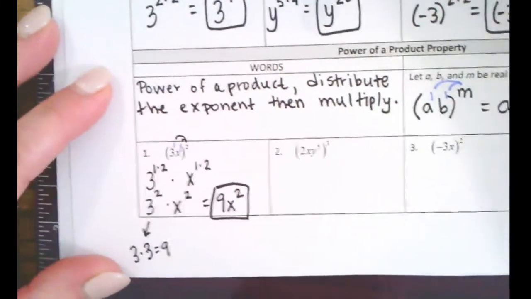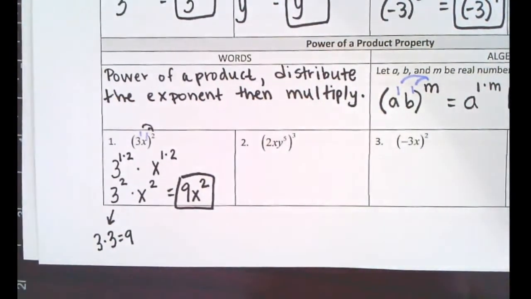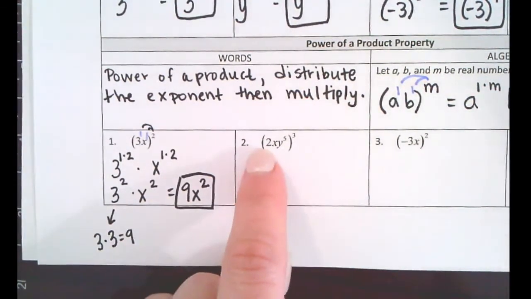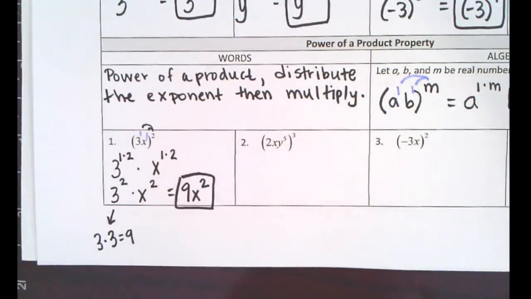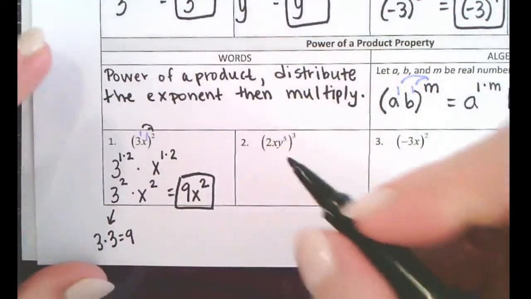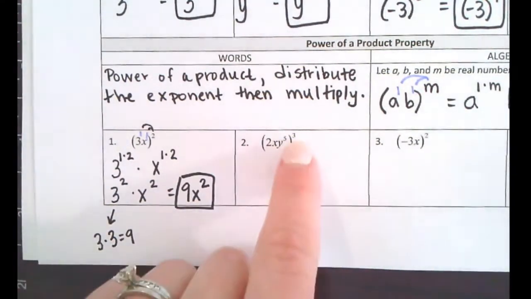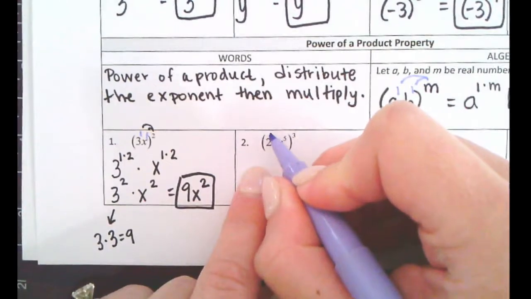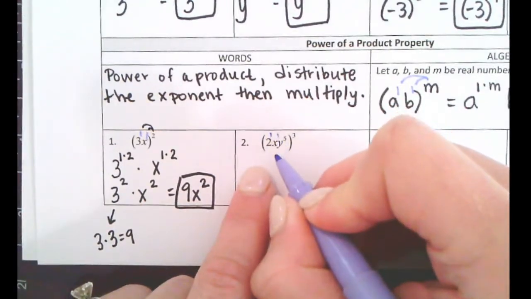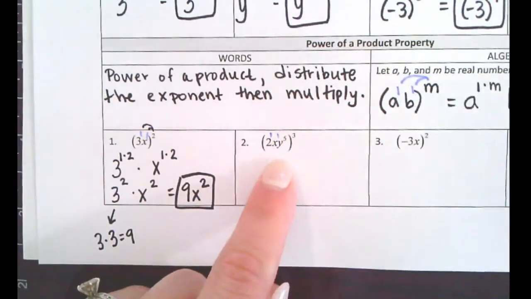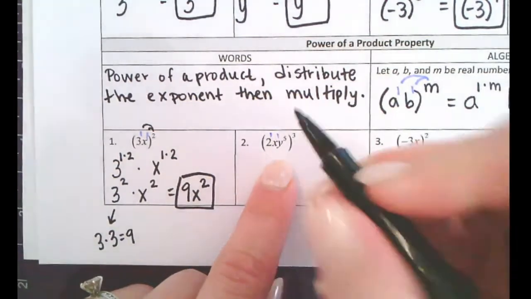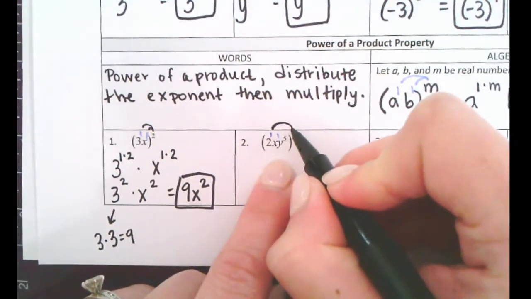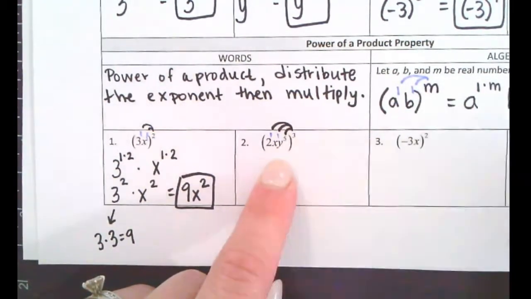Okay, the next problem. We have (2xy^5) cubed. This time I have 3 things multiplied together, so I need to make sure that this cubed goes to all 3 terms. The power of 2 is 1, and the power of x is 1, and the power of y is 5. So I'm going to distribute this 3 to the 2, to the x, and to the y.